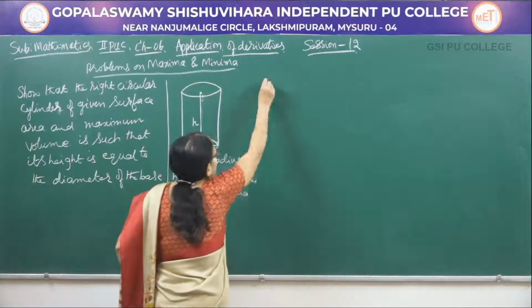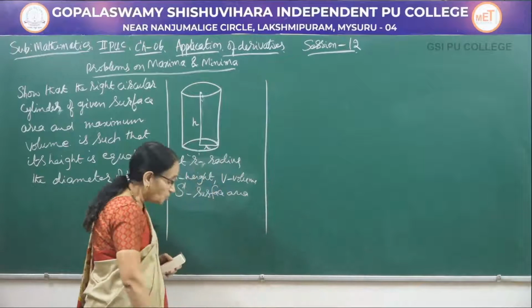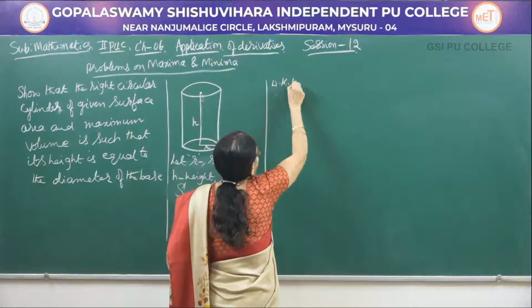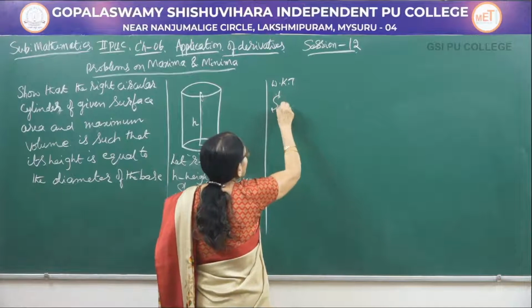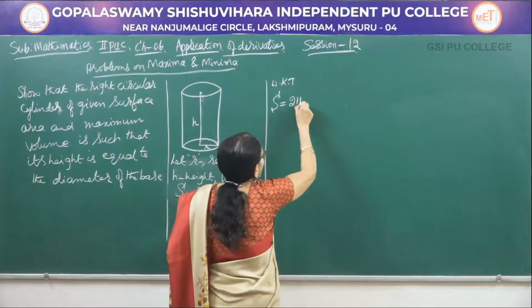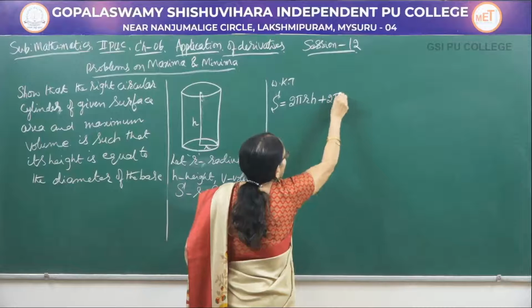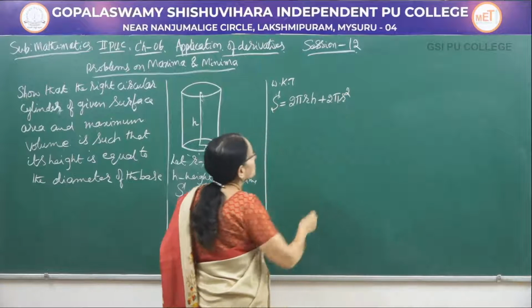Now let me write about the surface area. We know that the surface area S would be equal to the area of the curved surface plus the area of the top and the bottom.